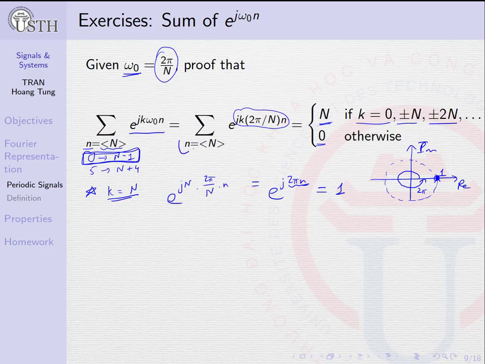So if we take the sum within one period, it means the sum of n values, we end up with the value n. So the first part is done.